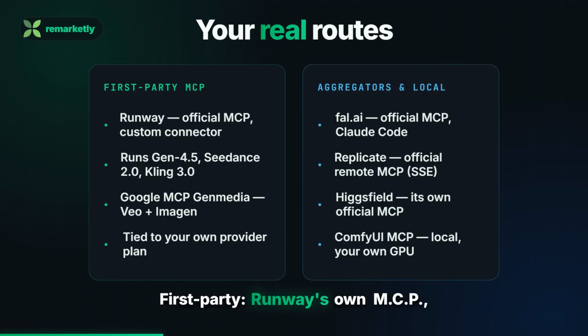First party: Runway's own MCP added to Claude as a custom connector, which runs Gen 4.5, Seedance 2, and Kling 3, plus Google's Gen Media MCP server, which exposes Veo and Imagen. On the other side, aggregators like fal, Replicate, and Higgsfield each run an official MCP server, and the ComfyUI MCP runs open models locally on your own GPU.